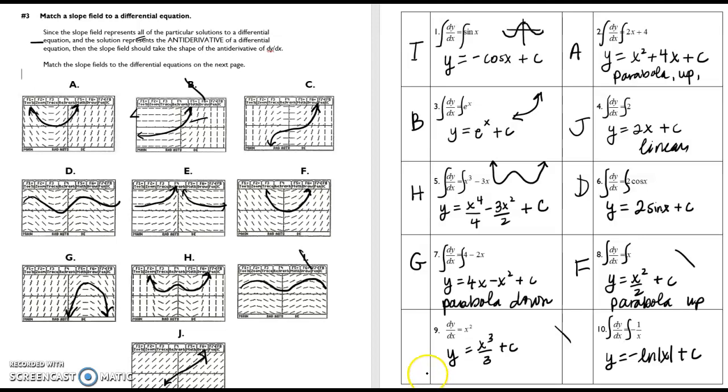Number 9, x cubed over 3 plus c. So I'm looking for that x cubed S kind of shape. That one's C right here.